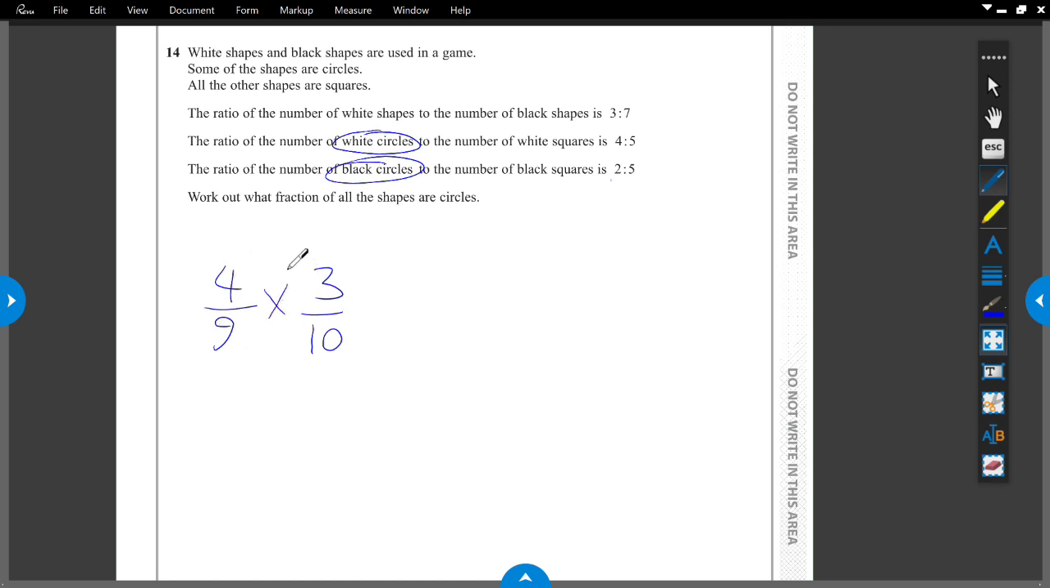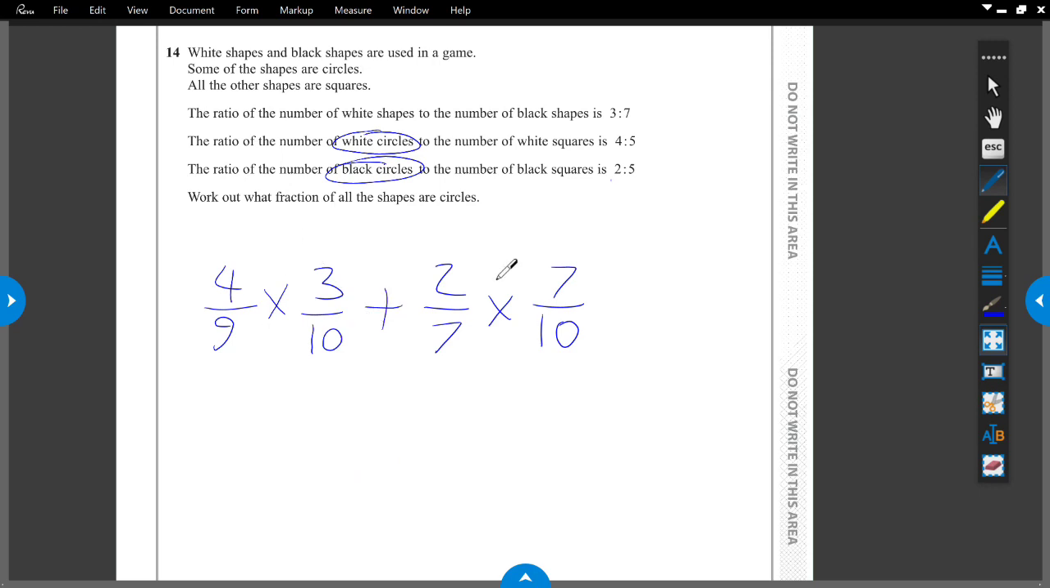Now we don't need to know how many shapes there are in total. We could just call that x if we wanted to, or just ignore it altogether and just think about this in terms of fractions. And the black circles, that's 2/7 of 7/10. Now "of" basically means times, so if I wanted to say half of 10, that's obviously half times 10, which is 5. And I want to add together both of these fractions.